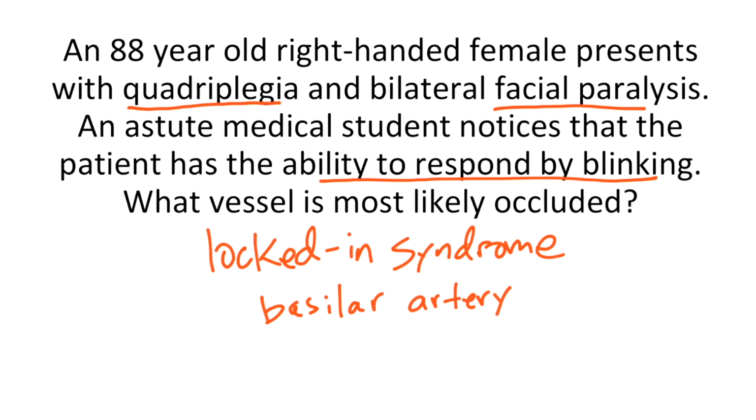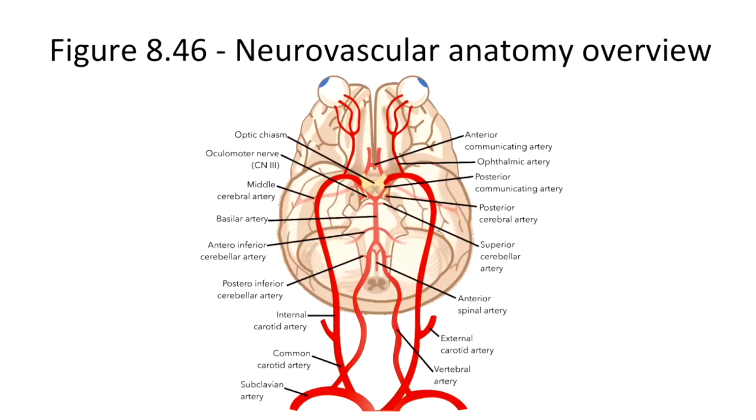Let's pull up some figures to make this clear. From figure 8.46, we can see that the basilar artery is right here. Again, notice how the basilar artery is a midline vessel that supplies blood to the medulla, pons, and the midbrain. Because so much of the anatomy is affected in this type of lesion, I find it most helpful to focus on the structures that are spared.